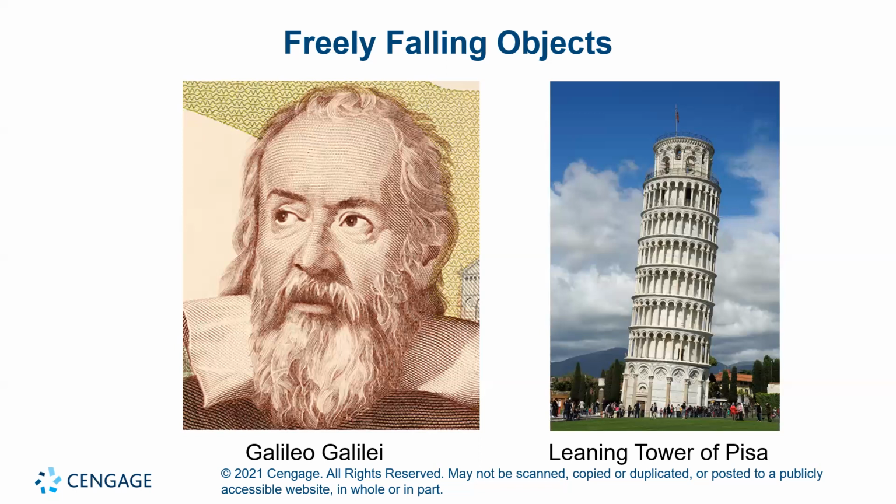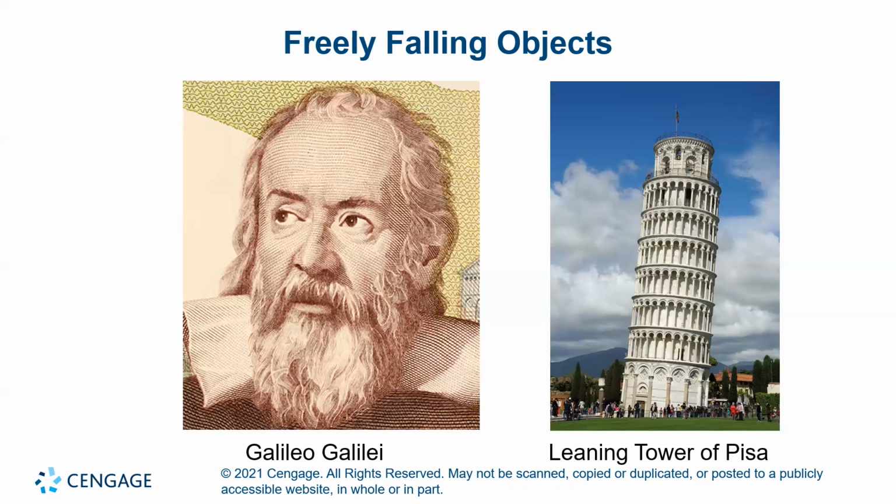According to the legend, Galileo observed that when he dropped two different weights simultaneously from the Leaning Tower of Pisa, they hit the ground at approximately the same time, regardless of their weight. Galileo also performed experiments related to rolling balls down inclines. He rolled balls down slight inclines and measured the distances that they covered in successive time intervals.